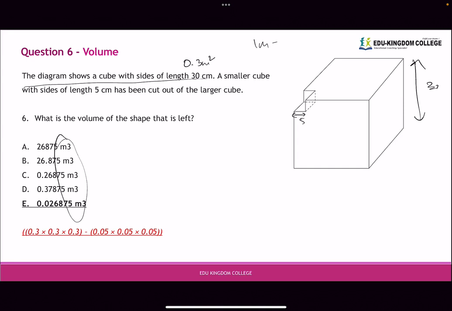Okay, so 1 meter equals 100 centimeters, not 1,000. So be careful of that. And 5 centimeters is 0.05. So we can see the working out down here: 0.3 times 0.3 times 0.3, which is the big cube, minus 0.05 cubed, which is the little cube. So that should give us the volume of what's left over. Okay, and that is going to be E.